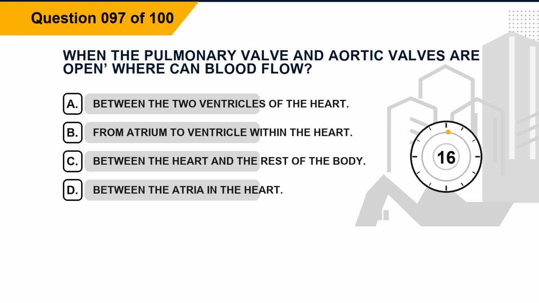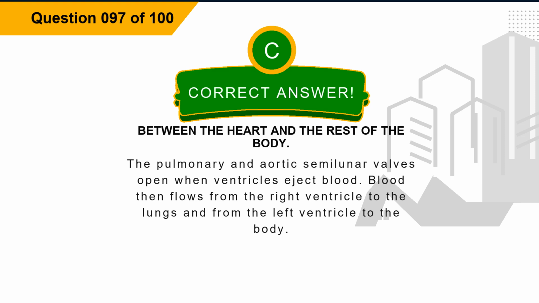Question 97. When the pulmonary valve and aortic valves are open, where can blood flow? Option A, between the two ventricles of the heart. Option B, from atrium to ventricle within the heart. Option C, between the heart and the rest of the body. Option D, between the atria and the heart. The correct answer is option C, between the heart and the rest of the body. Explanation: the pulmonary and aortic semilunar valves open when ventricles eject blood. Blood then flows from the right ventricle to the lungs and from the left ventricle to the body.